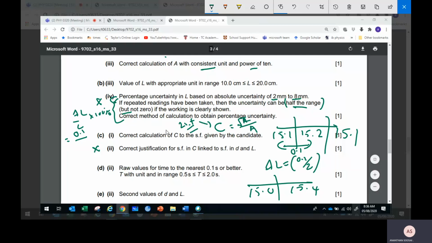Okay, so that's something new, significant figure of candidate, and you must give correct justification. SF of C is linked to the significant figures of D and L, diameter. Sorry, area depends on diameter, right? Not A. A is the calculated value, right? How do you get the A? What is the raw data? Your diameter. The significant figure of C depends on D and L, not A and L. D and L, diameter and L. Okay.